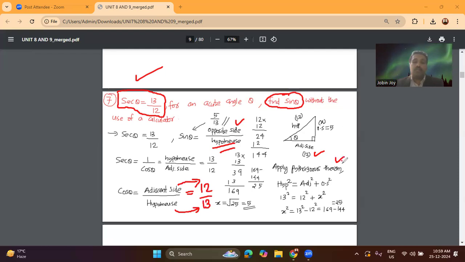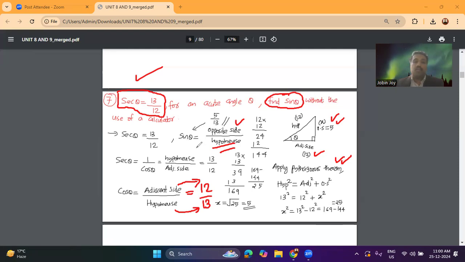So you can apply Pythagoras theorem. Hypotenuse square is equal to adjacent side square plus opposite side square. So 13 square is equal to 12 square plus opposite side, which I will call x square. So x square is equal to 13 square minus 12 square, which is 169 minus 144. You will get 25. Then take the square root. You will get x equal to 5. So the opposite side is 5.